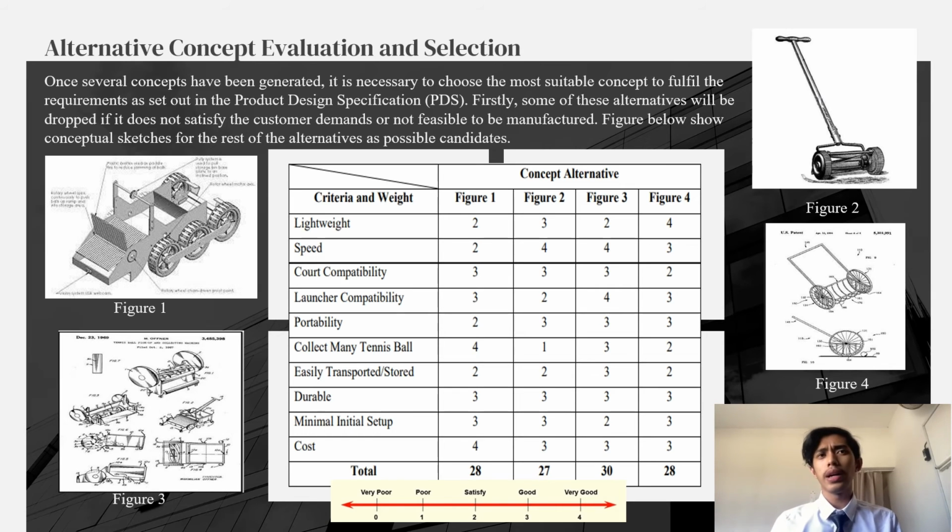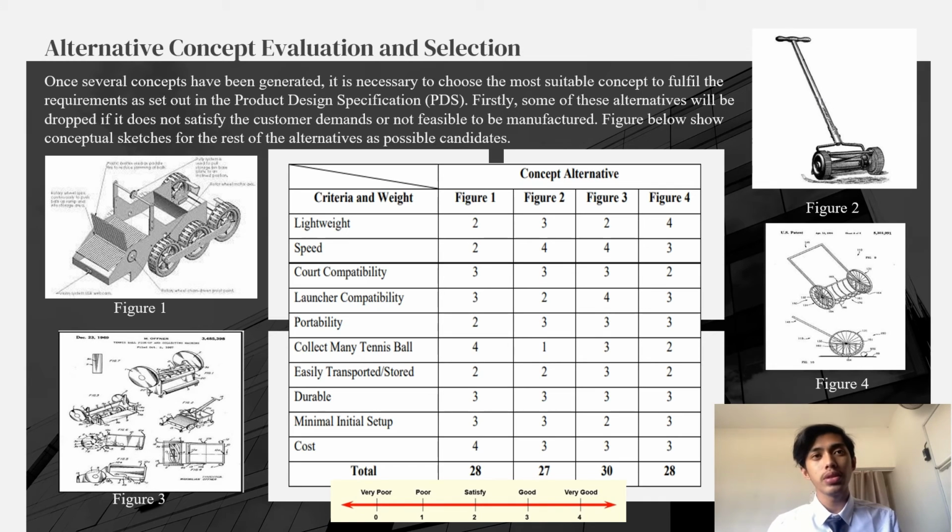Okay, so for alternative concept evaluation and selection, once several concepts have been generated, it is necessary to choose the most suitable concept to fulfill the requirements set out in the product design specification. Firstly, some of these alternatives will be dropped if they do not satisfy the customer demands or are not feasible to be manufactured.